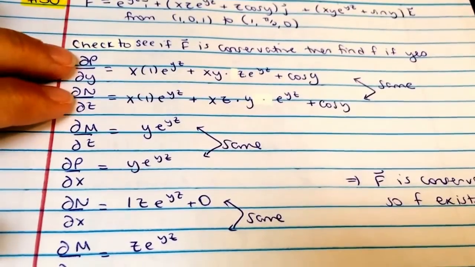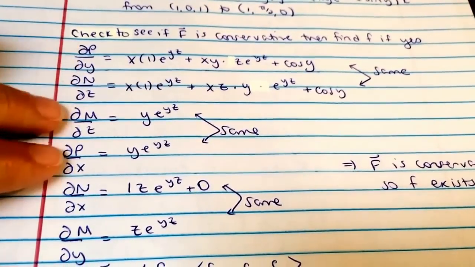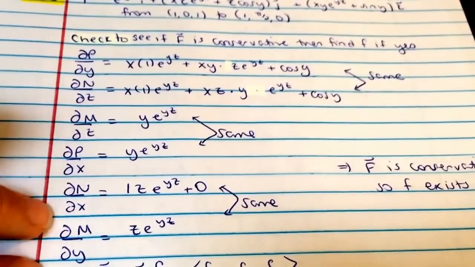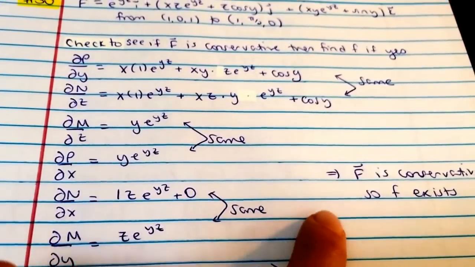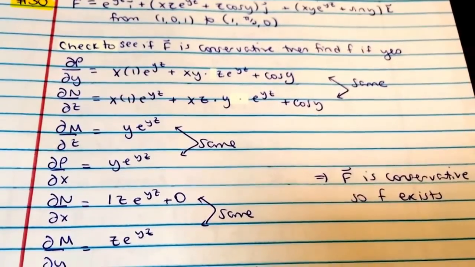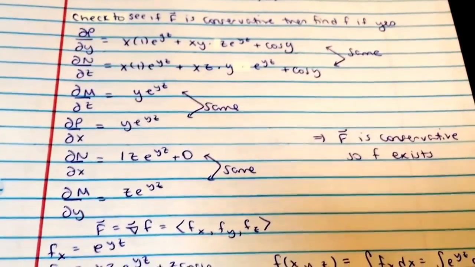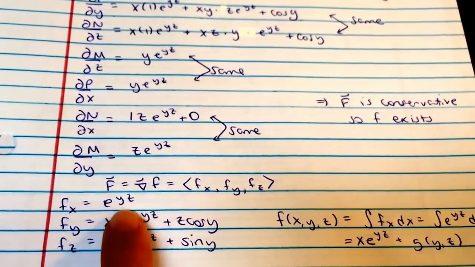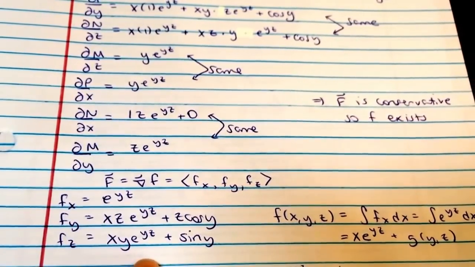But here's the first pair. They're the same. Here's the second pair. They're the same. Here's the third pair. They're the same. So F is conservative, which means you can find that lowercase f. Okay, so this is just checking to see if it is conservative. So I set up these little mini equations. These are my little mini equations, and then this is the same process as before.